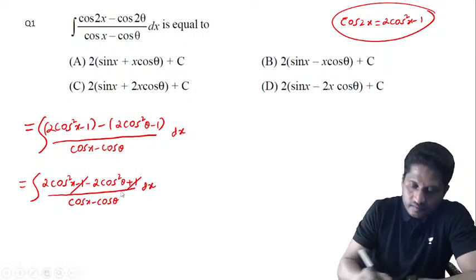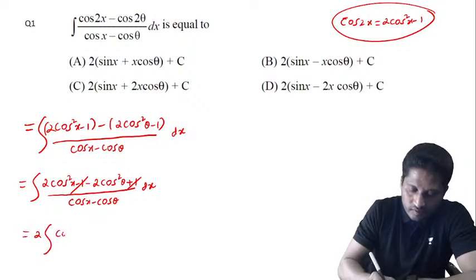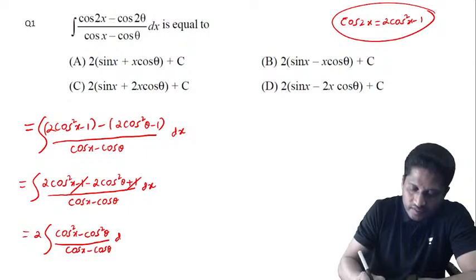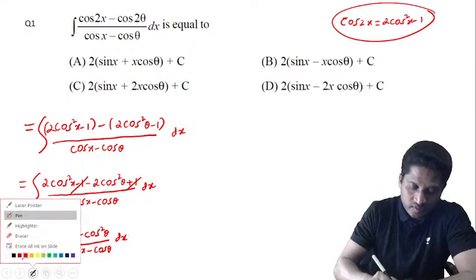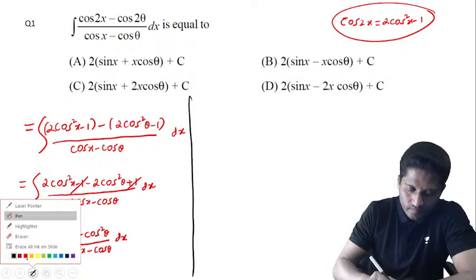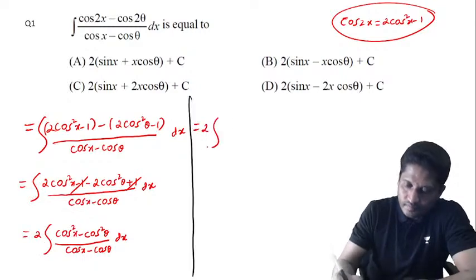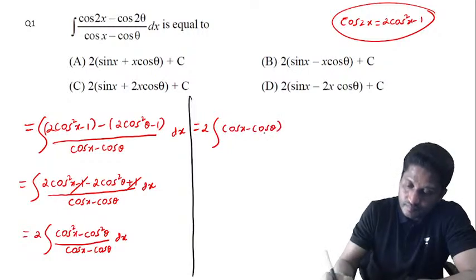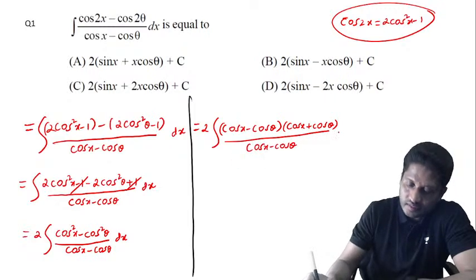This will cancel. 2 is a constant, out. You will get cos square x minus cos square theta, whole divided by cos x minus cos theta, then this is dx. Okay, now this is equal to 2 times, this is cos x minus cos theta into cos x plus cos theta, whole divided by cos x minus cos theta, and then this is dx.